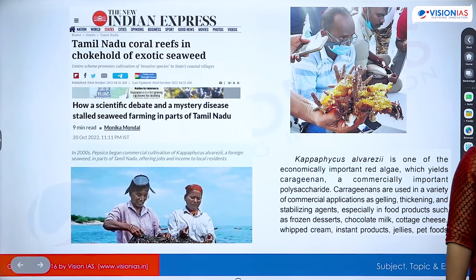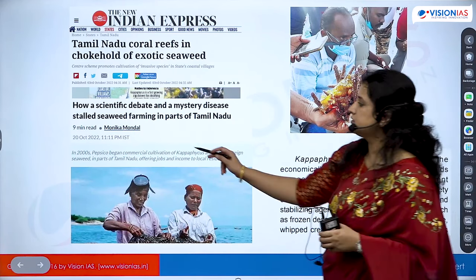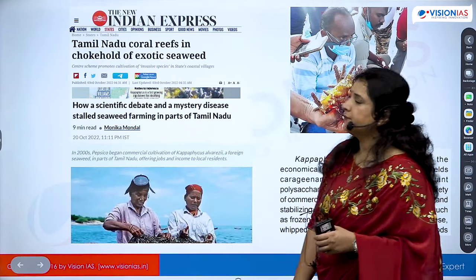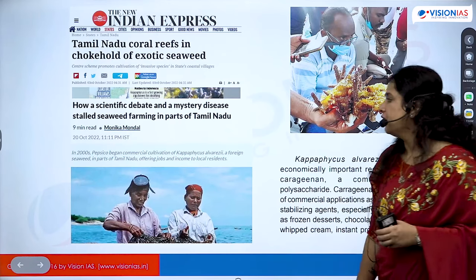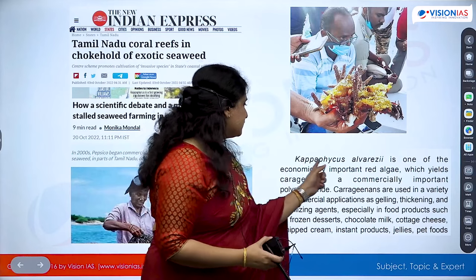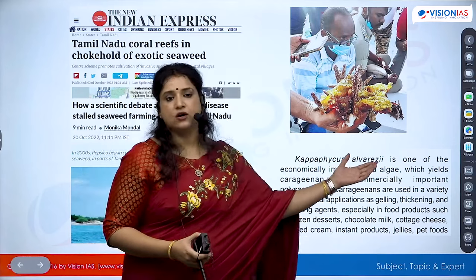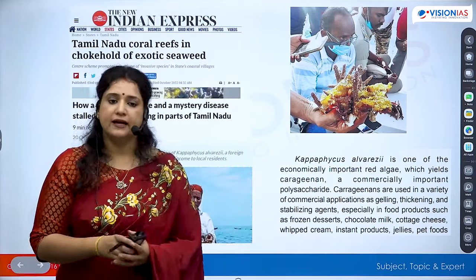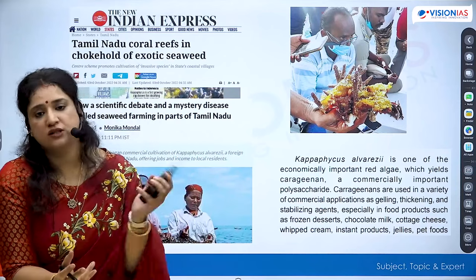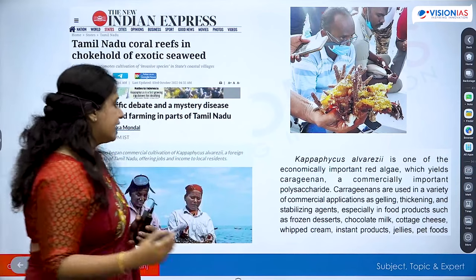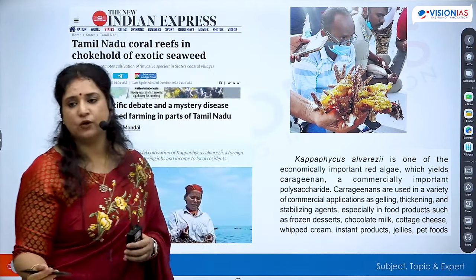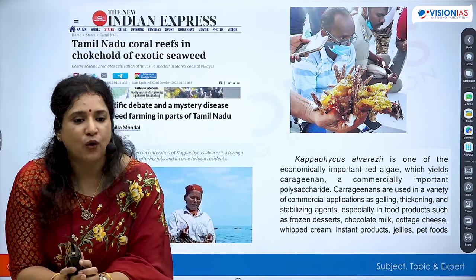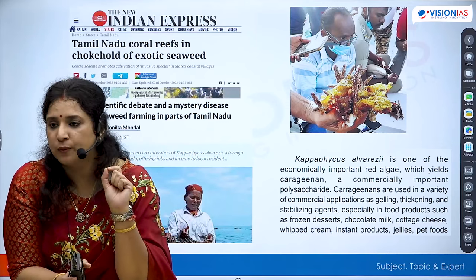The question: this particular database was covered in these newspaper articles. Now, why was this? Because there is a certain seaweed. This is the name of the seaweed, Kappaphycus. Okay, this Kappaphycus is an additive which is used in the food industry. So, for example, it is put in frozen desserts, chocolates, cheese, whipped cream. Okay, all yummy things. So it is put as a food additive in food products.